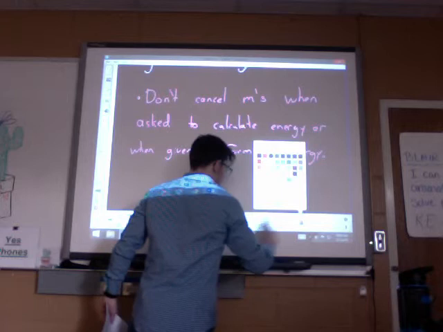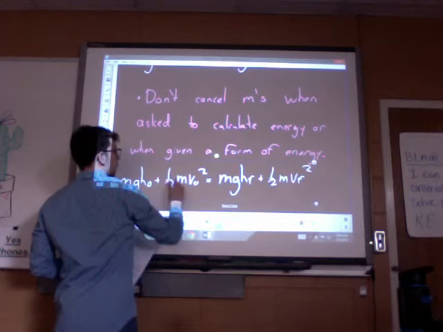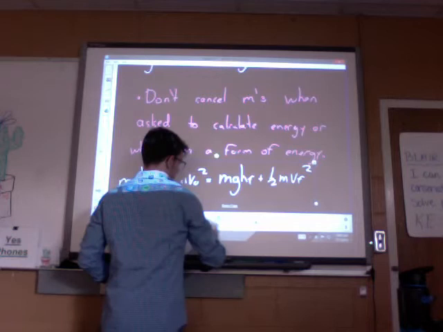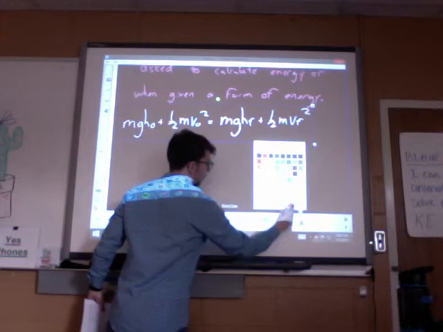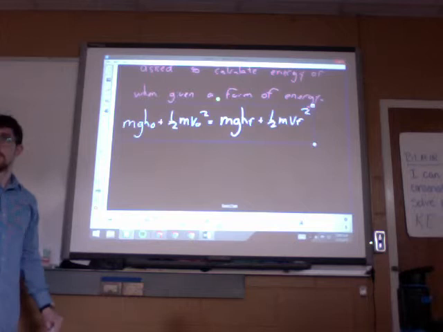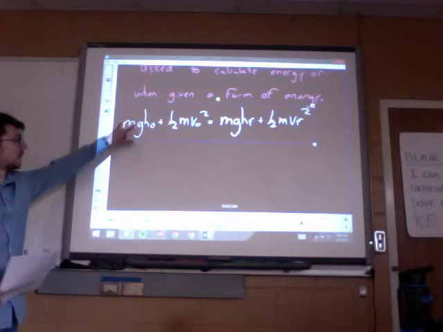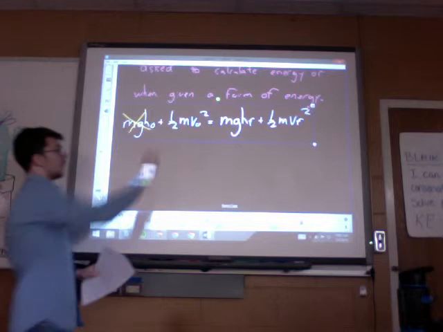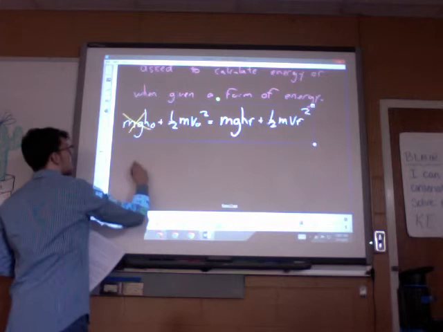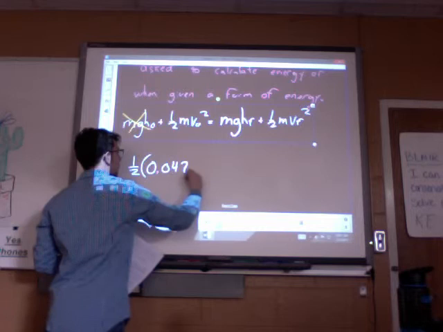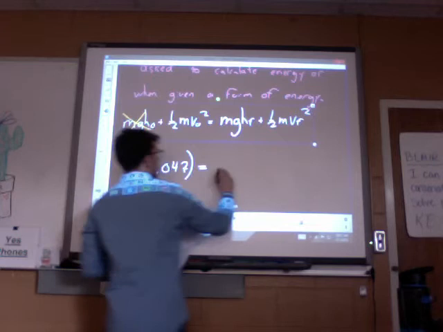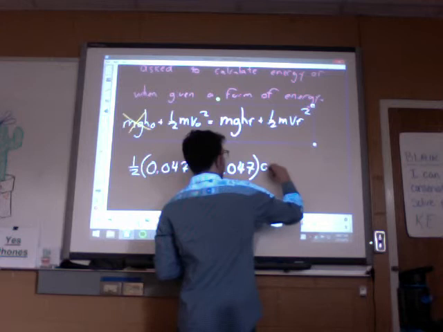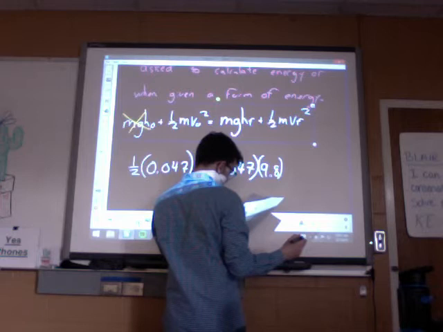I think I should still put the equation here for you though. Let's plug our stuff in then. Mass times g times zero, definitely zero. Our initial velocity, I think we actually had a number for it, so we'll need to keep it there. 1/2 times 0.047 equals 0.047 times 9.8 times, what's our final height?